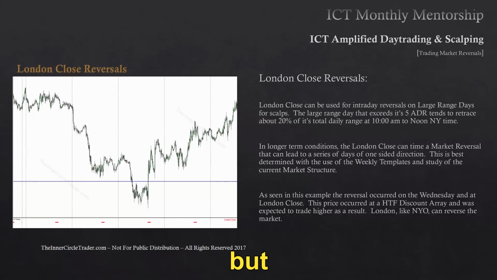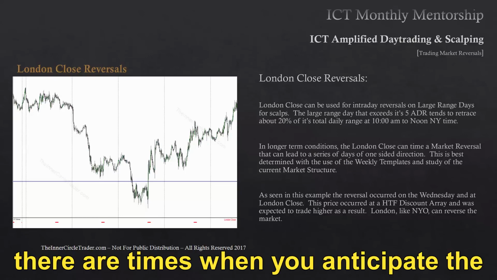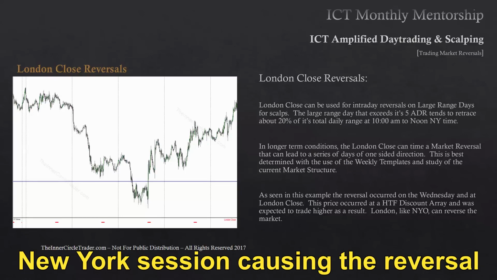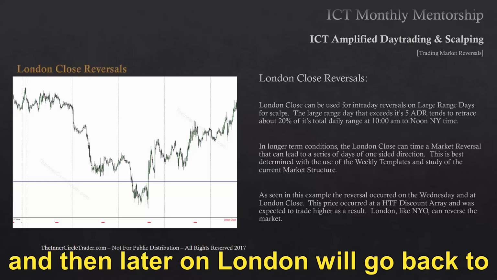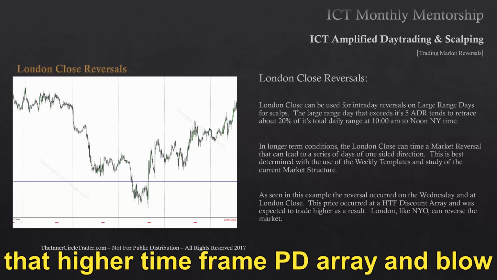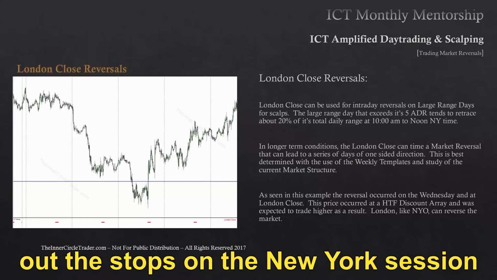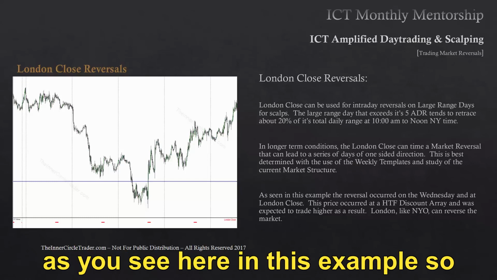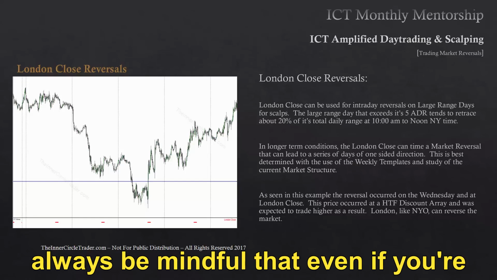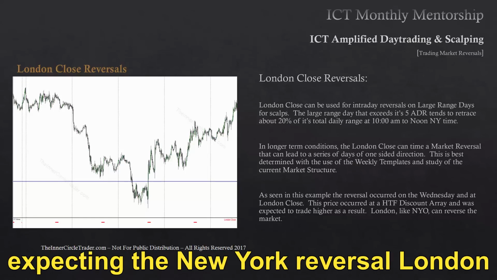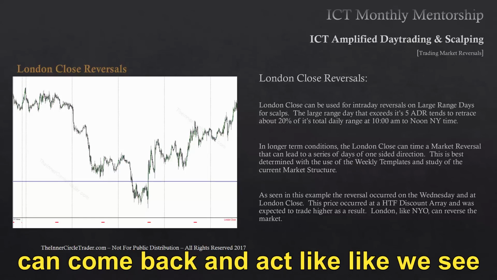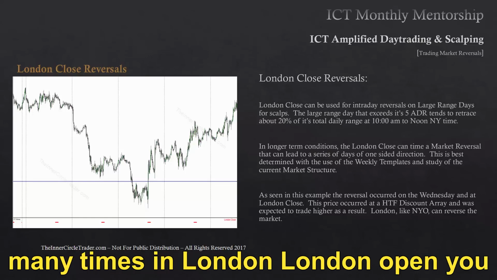But there are times when you anticipate the New York session causing the reversal, and then later on, London will go back to that higher time frame PD array and blow out the stops on the New York session, as you see here in this example. So always be mindful that even if you're expecting the New York reversal, London can come back and act like we see many times in London.